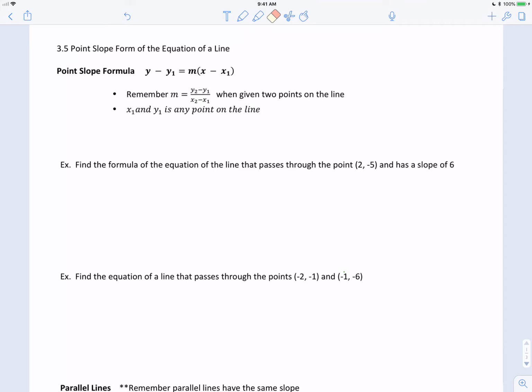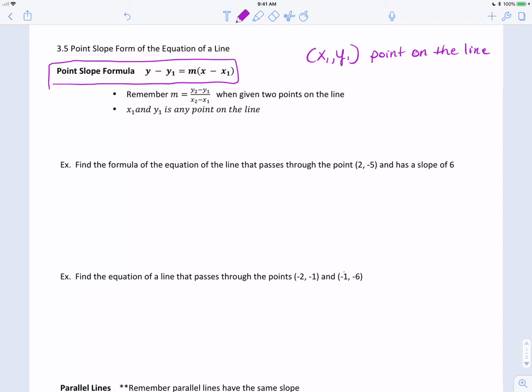This is our point-slope formula, and it's another formula that you're probably going to need to memorize. It is y minus y1 is equal to m times x minus x1. The original y and x are the ones that just stay there, like in y equals mx plus b. But that x1 and y1 in the equation is a point on the line.